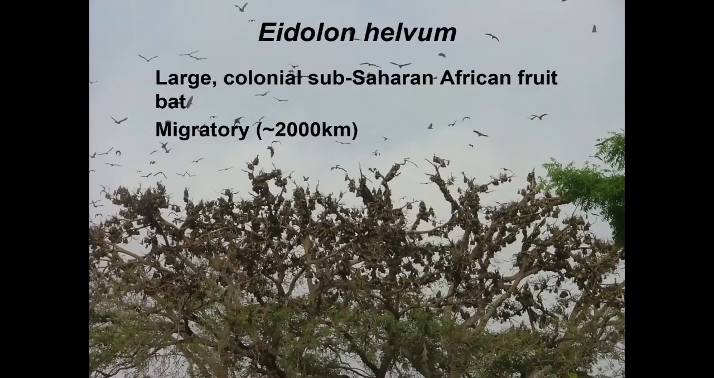One of the greatest links between humans and bats, as well as the rain that you get every morning underneath the bat colony, is bushmeat, because large fruit bats are eaten quite commonly in sub-Saharan Africa. We chose to work on the straw-coloured fruit bat, Eidolon helvum. This is a large colonial sub-Saharan fruit bat species. Individuals have been tracked migrating over about 6 weeks, where they travel more than 2,000 kilometres. So these can travel very long distances.